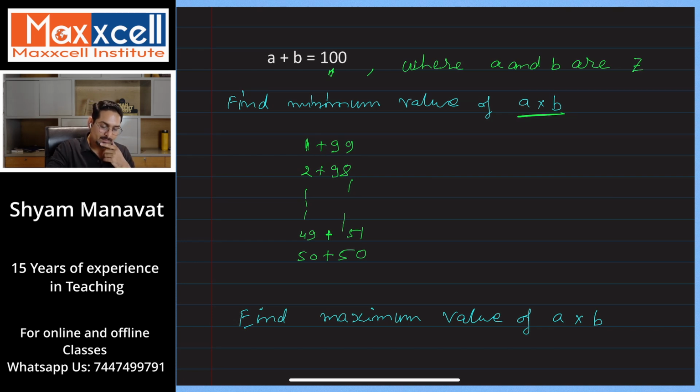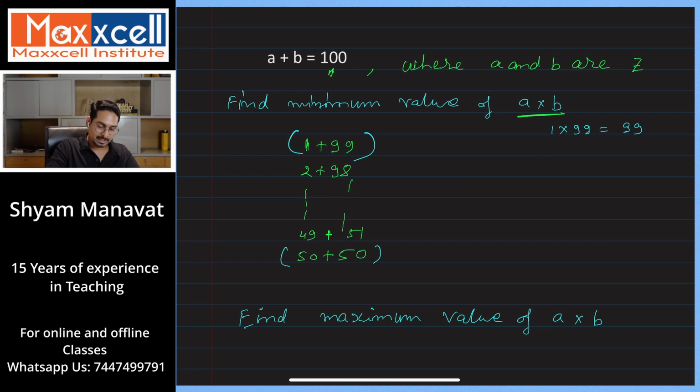Now let's take these numbers and see if you multiply, then what's going to happen. So if you look at 1 plus 99, and if you write into the product, it's going to be 1 into 99. That is what? 99. If you look at 50 into 50, as A and B, so I'm going to have 50 into 50, which is what? 2500. Correct?